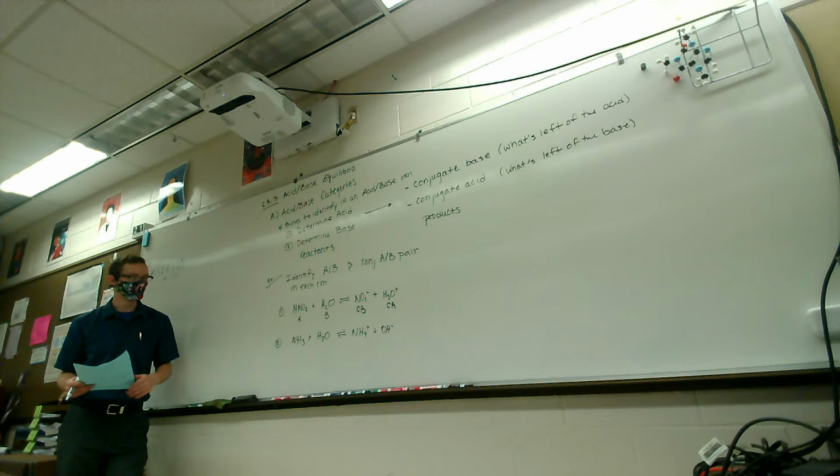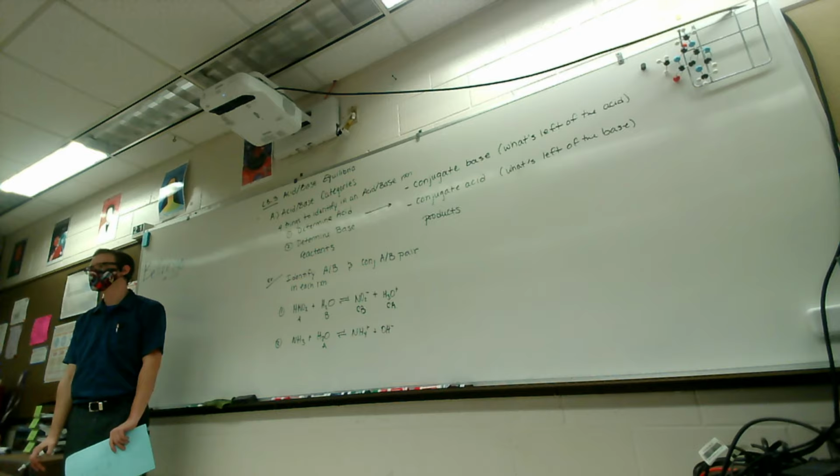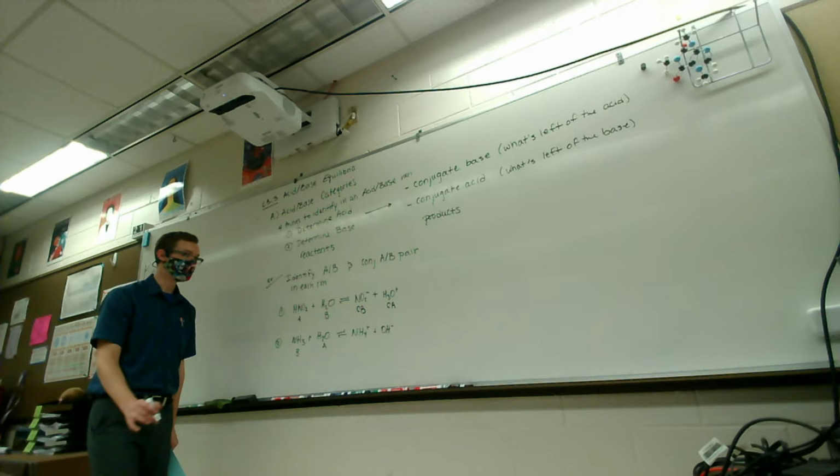Now what about here? What's the acid in the second equation? Dane? It is water. What about ammonia? What is that? Owen? The base. Very good. Okay. And then what's the conjugate acid on this side? Owen? NH4. Good. And what is hydroxide then?